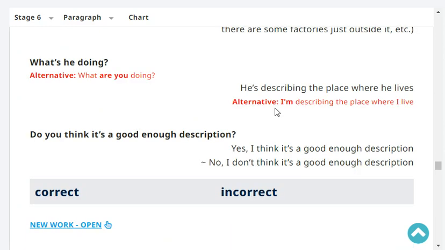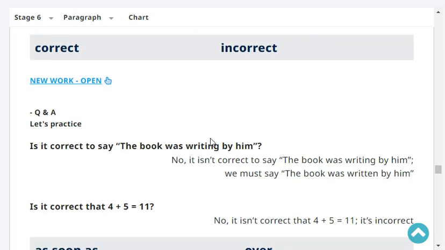Do you think it's a good enough description? Yes or no? No, I don't think it's a good enough description. Very good. Oh, so that's the end of our revision.